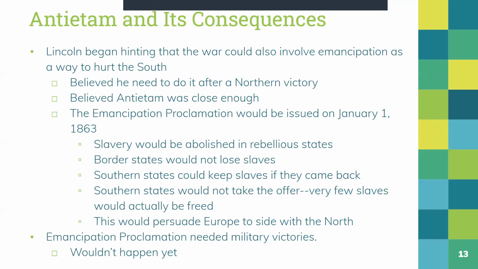And so he would use the Emancipation Proclamation to be issued at the beginning of the next year. And it would say slavery would be abolished in all rebellious states. So all the states that seceded and left the country, all those slaves would be freed. But this means that any slaves in border states would not be freed. Those enslaved people would remain in bondage.